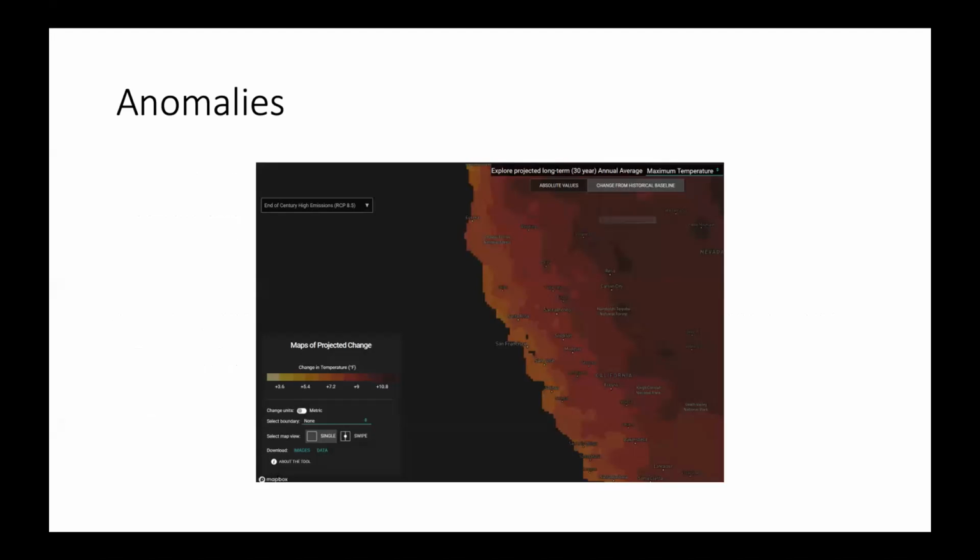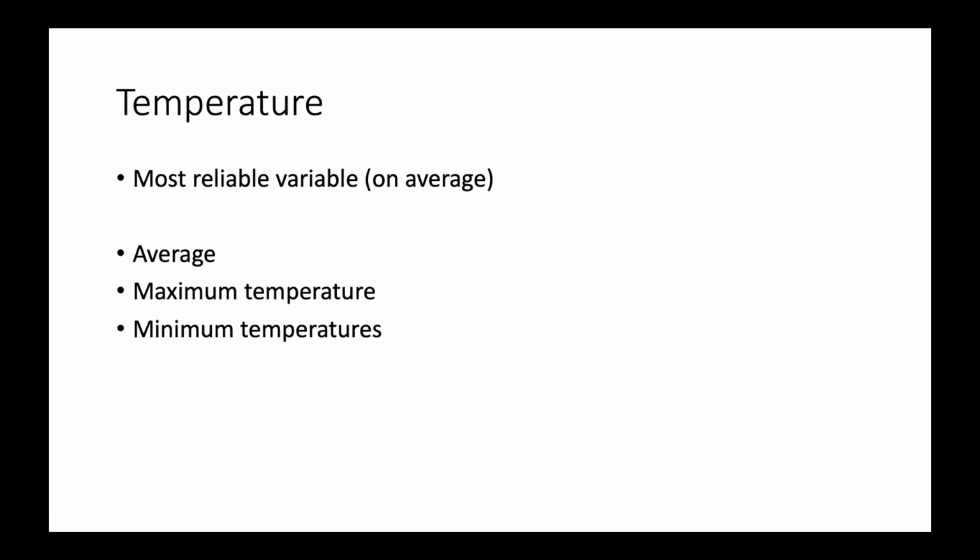So here's a graphic from the recently released Maps of Projected Change tool. Here we've highlighted the change from historical baseline tab, and that's showing you climate anomalies. This is in degrees Fahrenheit for end of century for RCP 8.5. This is the change in average annual maximum temperature across the state. So this represents an anomaly, and it's pretty easy to understand. Look at the Central Valley here, we're looking at maybe 8 degrees Fahrenheit warmer than it was at the end of the 20th century. So it's easy to understand and nice to use.